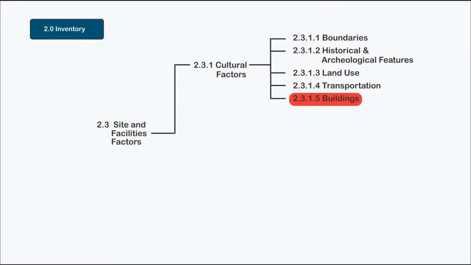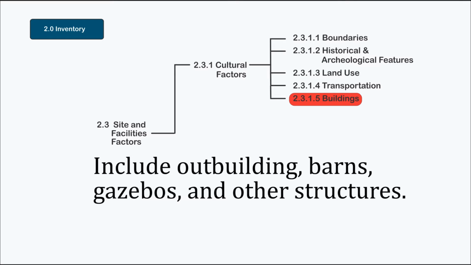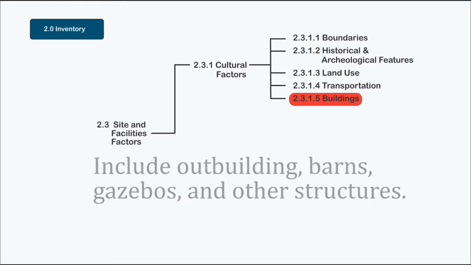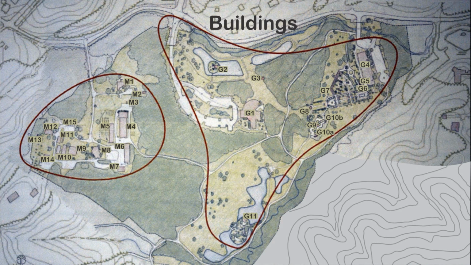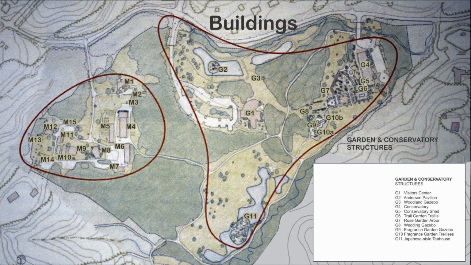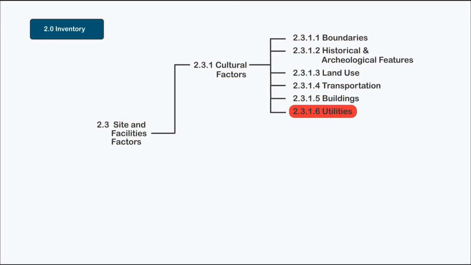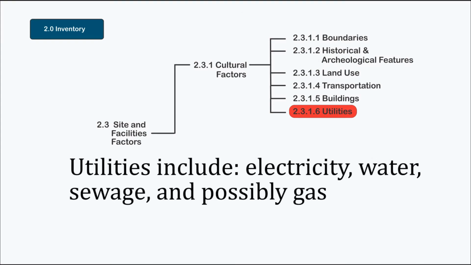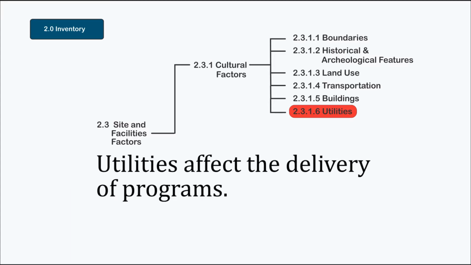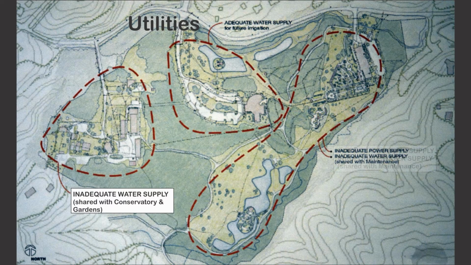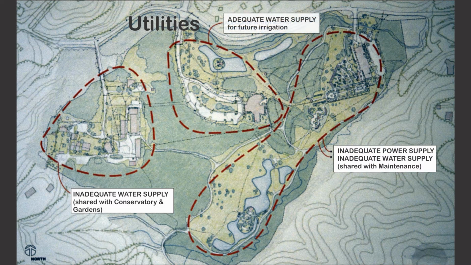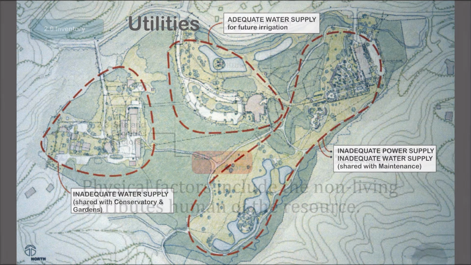Identify buildings and other structures on the property including outbuildings, barns, gazebos, and other structures. Brookside Gardens subdivides buildings into program-related and maintenance and propagation or support service structures. Typically, utilities include electricity, water, sewage, and possibly gas. Availability of utilities often determines program and facility location. Brookside Gardens identified inadequate utilities that are a potential limiting factor.